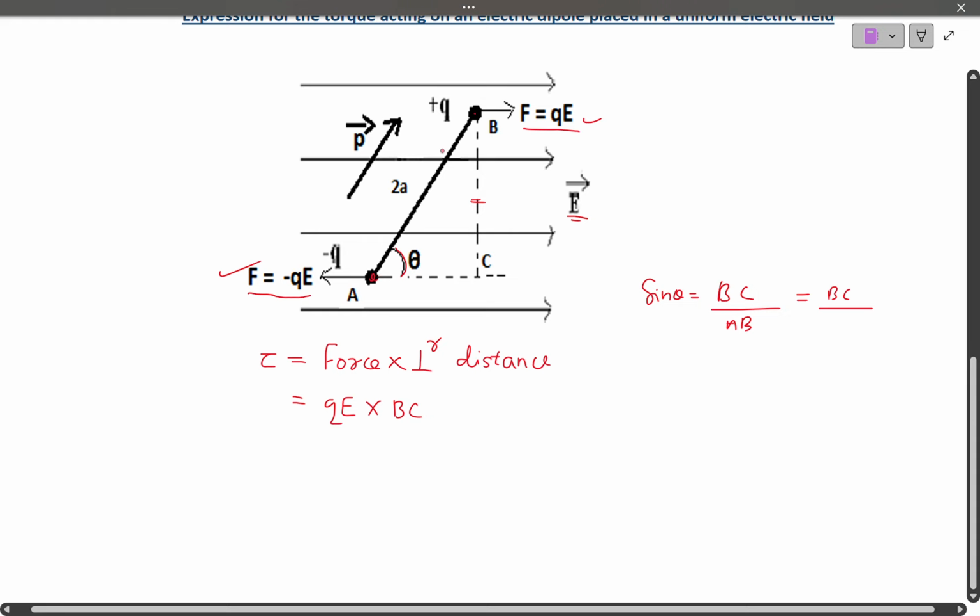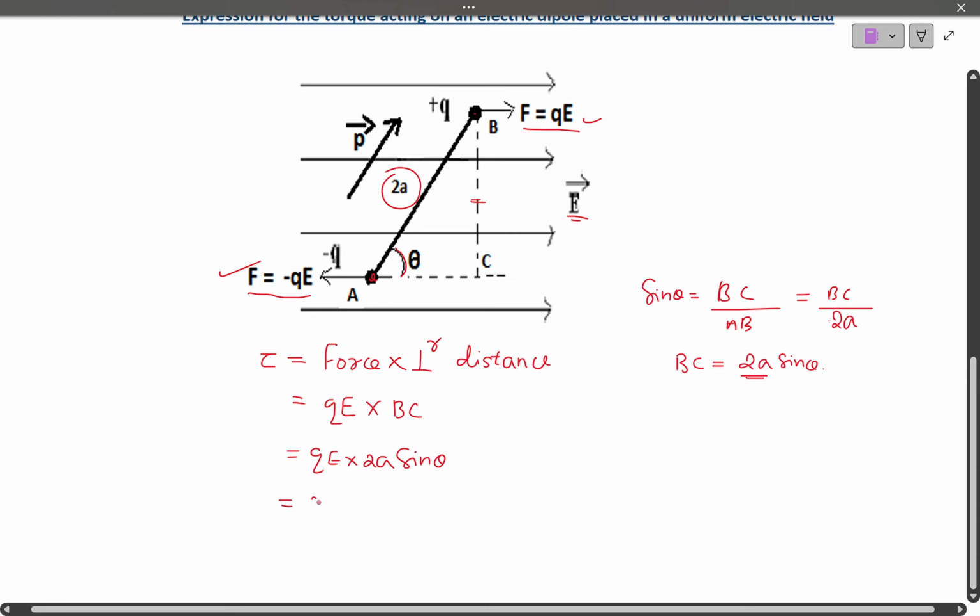This is the separation between two positive charges, that is represented by 2A. So BC by 2A. From that, what is the equation of BC? BC is equal to 2A sine theta. So let's substitute this value here. So it is QE into 2A sine theta.